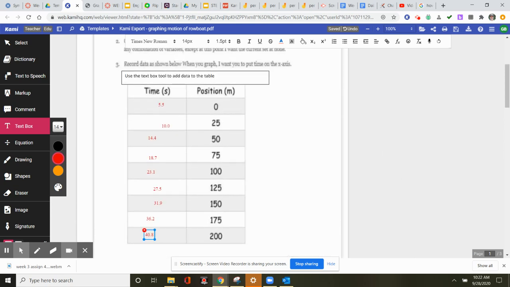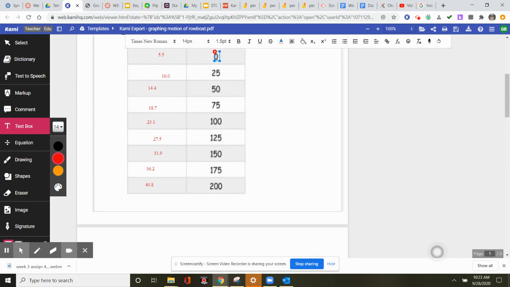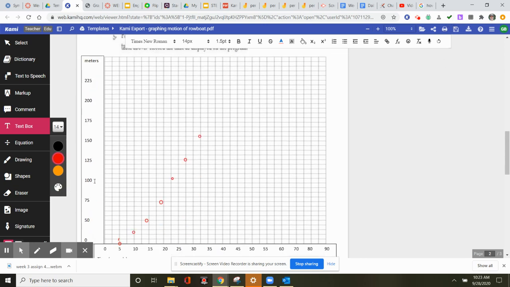So at 5.5, it was at 0. So I scroll down. You can see at time 0, it was at 5.5. Actually, this could have been moved over a teeny bit. At time 10 seconds, it was at 25, which would be around here. And when it was at 50 meters, it was 14 point something seconds. When it was at 75 meters, it was at 18.7. When it was at 100 meters, it was at 23.2.